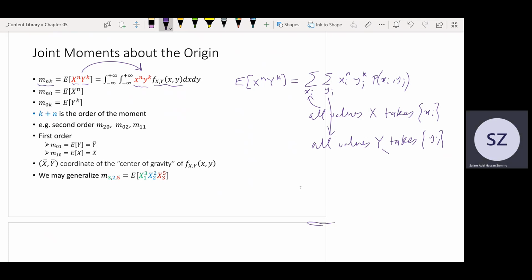Now let's see different values of n and k. When k is 0, what do I get?